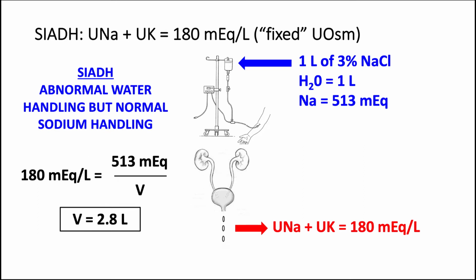But I only gave my patient a liter of hypertonic, and now he's excreting 2.8 liters, so he's excreting an extra 1.8 liters. Yes, and that's why hypertonic saline works in hyponatremia. Not because it's hypertonic necessarily, but because it makes you excrete free water, which saline doesn't do.